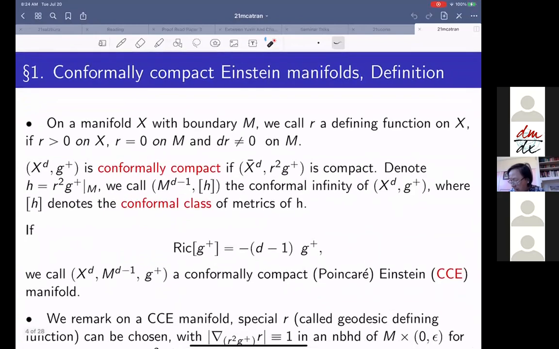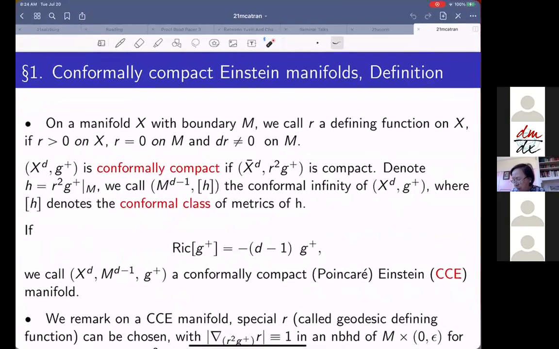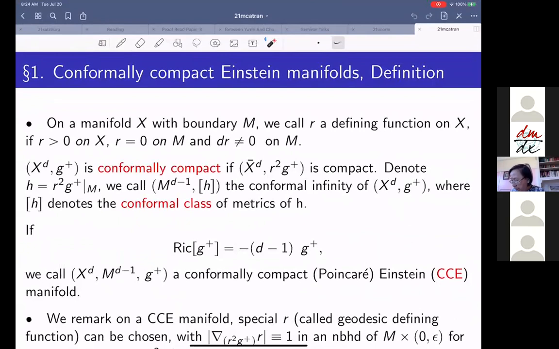So let me begin with a definition. That's what a conformally compact Einstein manifold is. If I have a manifold with boundary M, then first we have a defining function. A defining function is a function r which is positive on X, equal to zero on the boundary, and such that dr is not equal to zero on M. Think about r as the distance from the interior to the boundary.